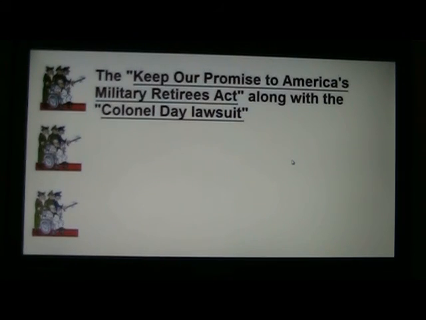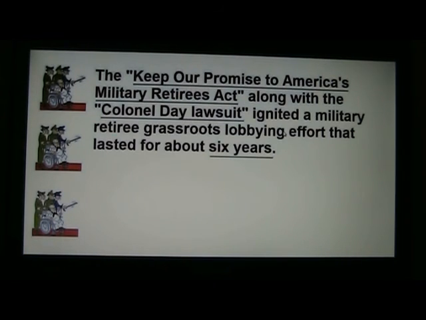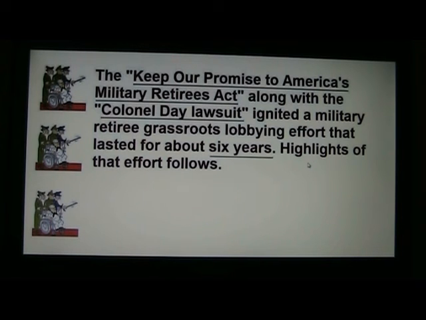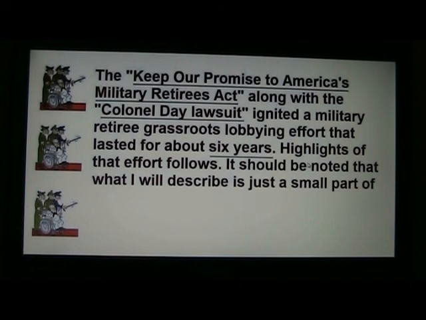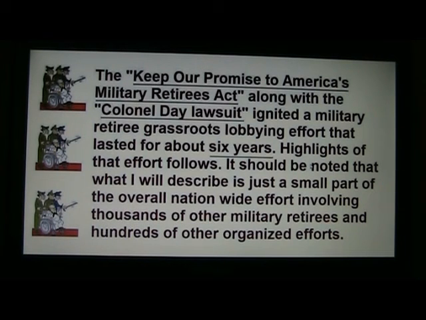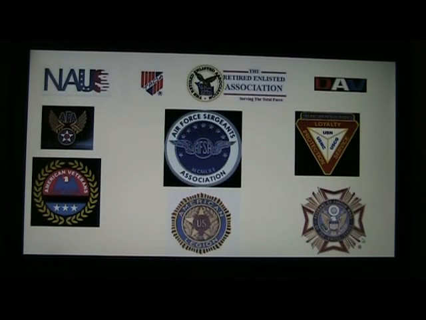The Keep Our Promises to America's Military Retirees Act, along with the Colonel Day lawsuit, ignited a military retiree grassroots lobbying effort that lasted for about 6 years. Highlights of that effort follow. It should be noted that what I will describe is just a small part of the overall nationwide effort involving thousands of other military retirees and hundreds of other organized efforts. These are just a few of the military organizations that were involved.